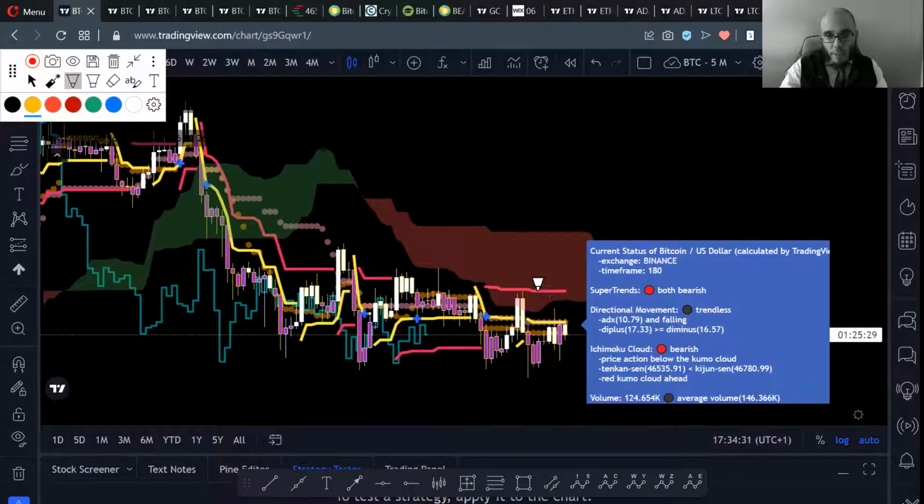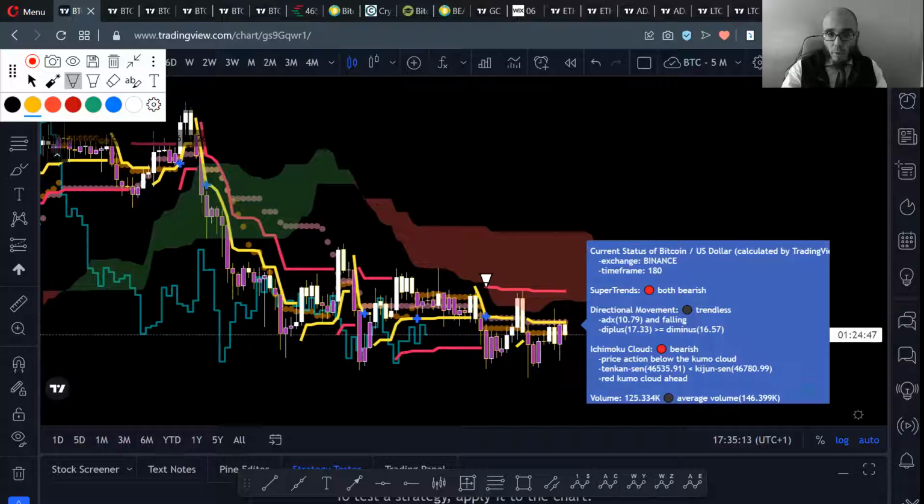Since Ichimoku is bearish, you can see straight away that we are below the cloud. You can also see that we attempted a couple of times, like here, to break through the cloud, and here to break through the cloud, but there was never enough strength from the bulls. So we always got rejected. Here we touched the cloud and got rejected. Here we went into the cloud and touched the upper super trend and got rejected from there. And right now we are still below the cloud.